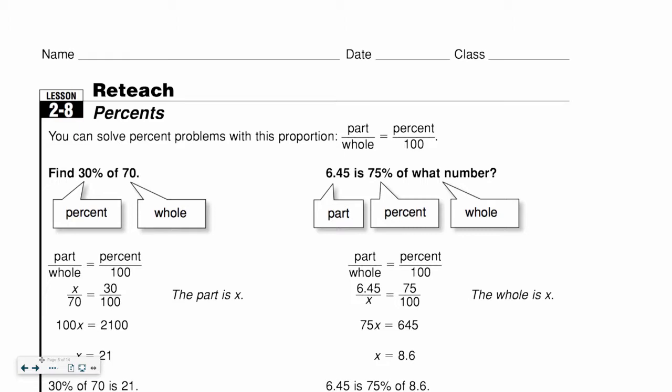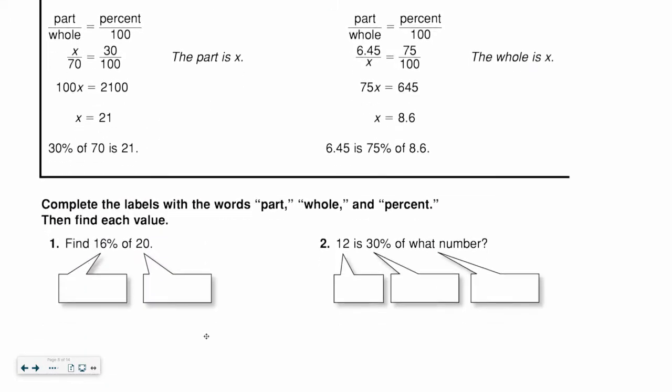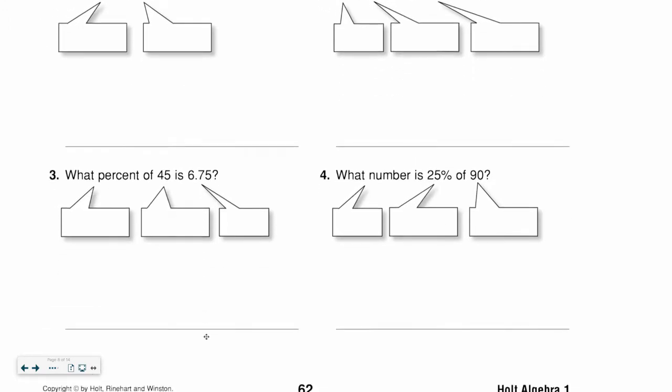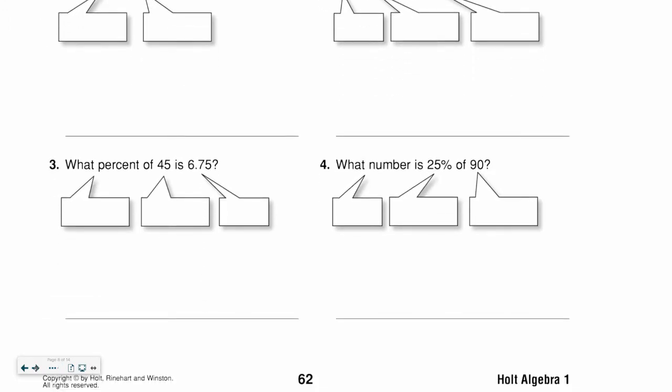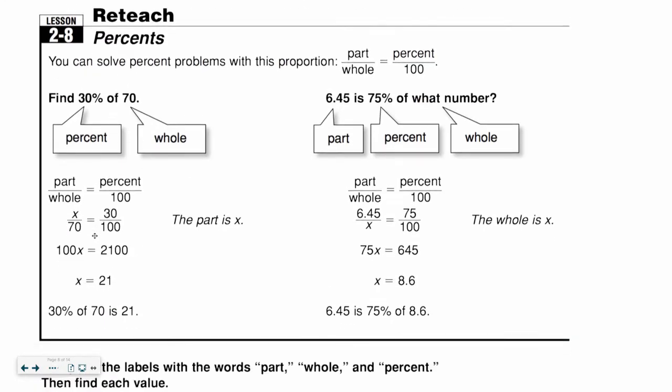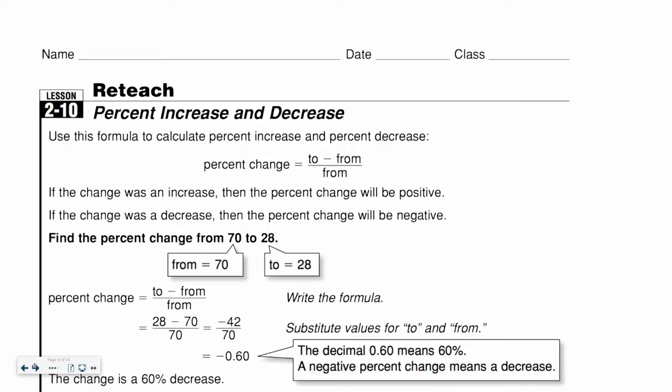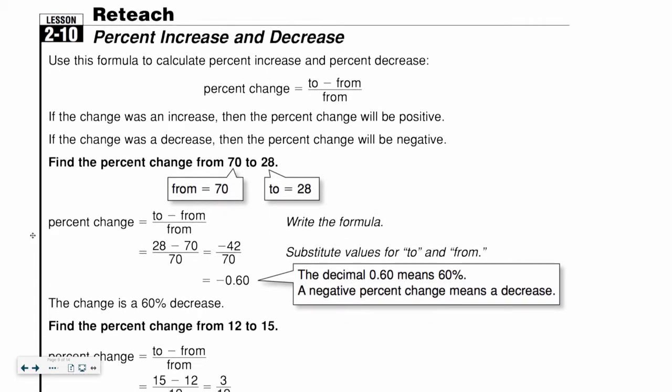So this is the same thing, cross multiplying and dividing. More examples here. These are all examples that you can follow as part of your notes. Now, percent increase and decrease is the same thing except for you have to do one more step.